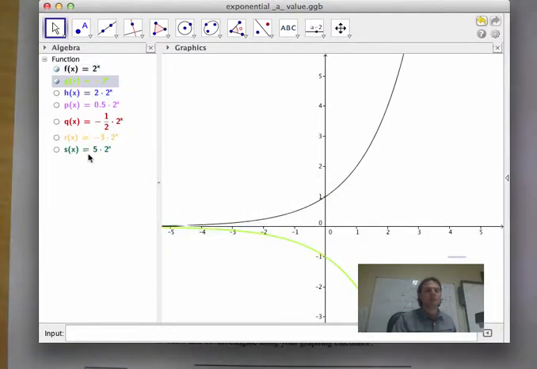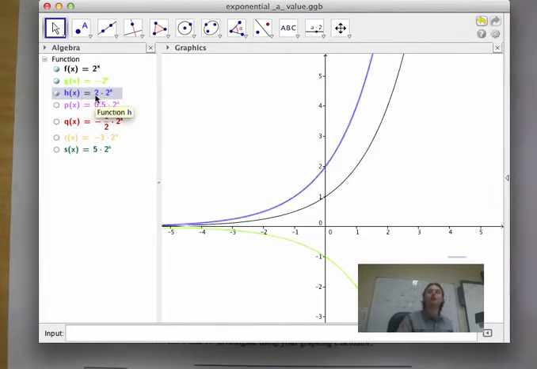Now let's take a look when a is equal to 2. What happens? Here's my example. a is equal to 2. a is not affected by the x is the exponent. Okay, it's outside. a is equal to 2. Look what happens. What changed?